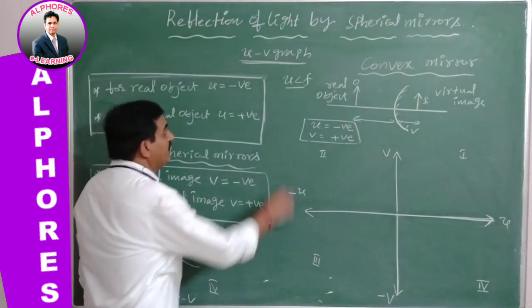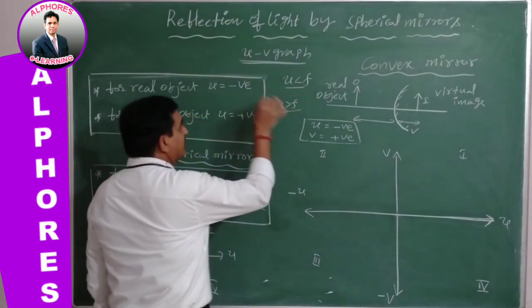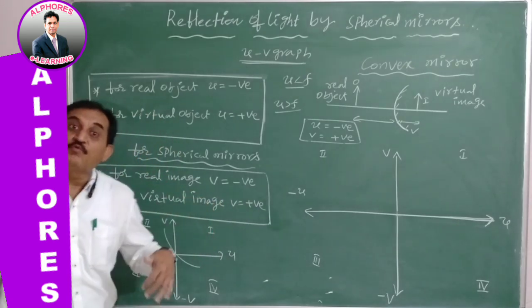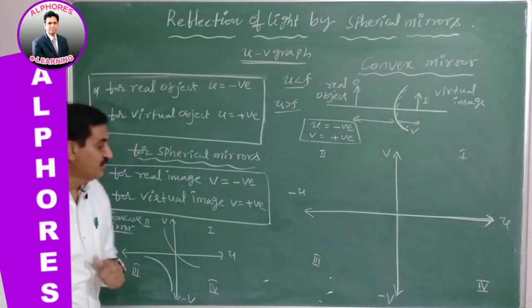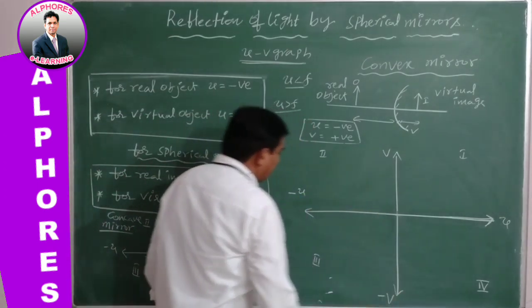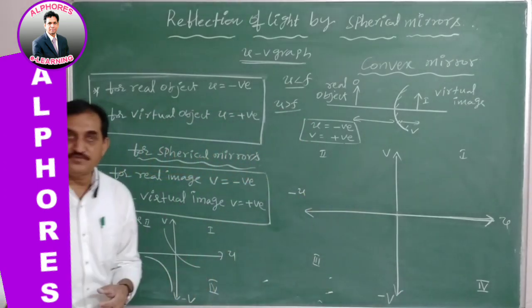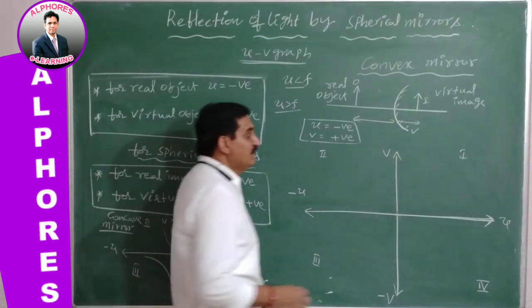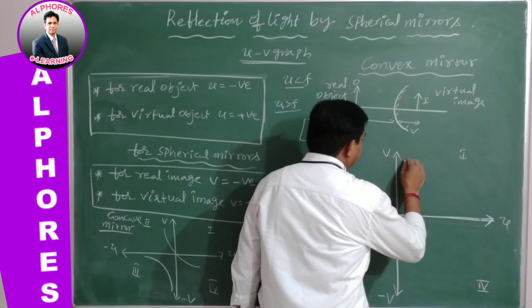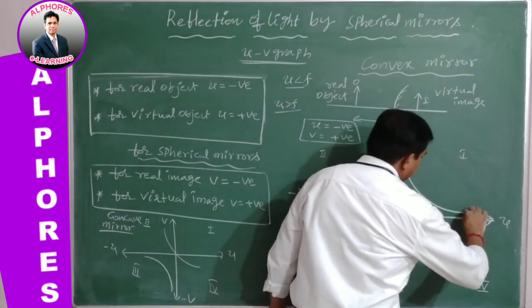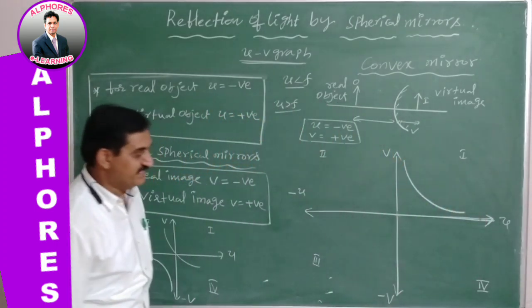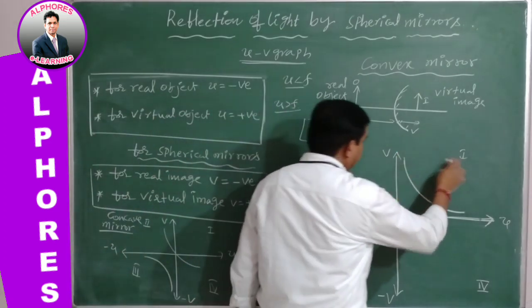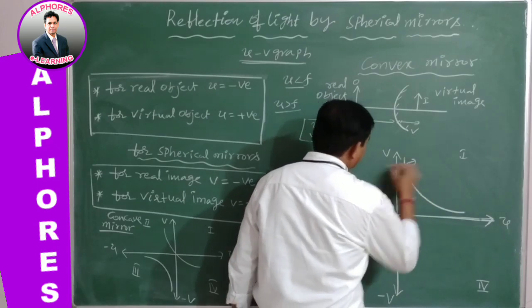Whenever u is greater than f, under this situation, the image formed is virtual for a virtual object. So the object is virtual, the image is virtual, both are virtual, then u and v both are positive. Therefore, both are positive, then the rectangular hyperbola will extend in the first quadrant. This is the rectangular hyperbola which extends in the first quadrant.